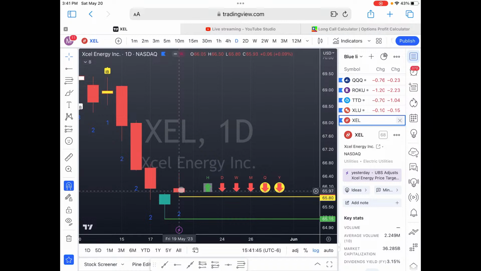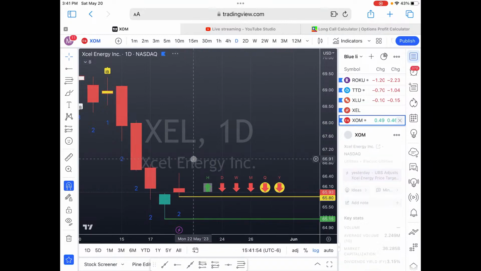XEL, same thing. 2-up red shooter candle. We're in a downtrend. Little reversal to the upside. We look for that reversal back to the downside with time frame continuity. Puts at 65.80.